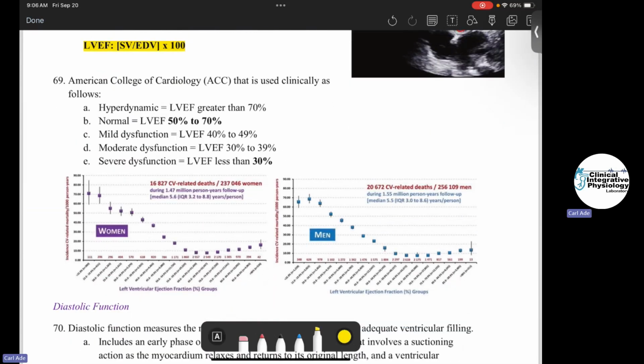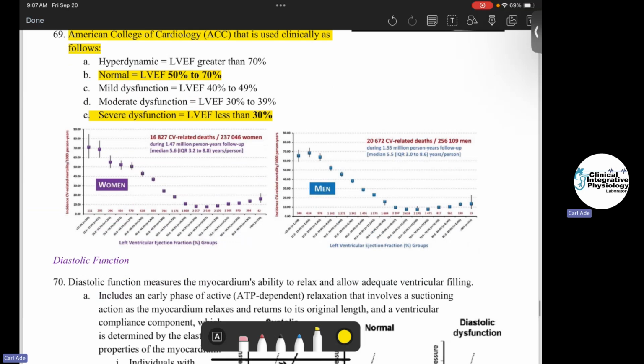We need this because the American College of Cardiology has guidelines. Normal is in that 50 to 70% range. I had 55 above; that varies from place to place. As you start getting lower values, you start getting into this dysfunctional range, with severe dysfunction being less than 30%.